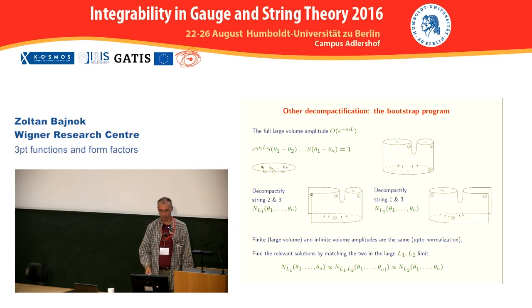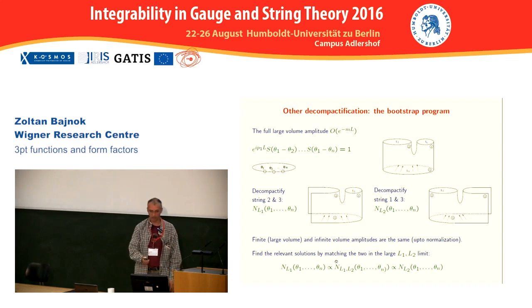In the first case, you send this L2 and L3 volume to infinity, and you get an amplitude. It doesn't know about the particle content in L1, but you can also send this L1 and L3 to infinity, and then in these form factor axioms, the particle content on this small string will appear. So then you can also find the solution of the form factor axiom, and then you can demand that in large volume these two things agree, and this should select the right solution.